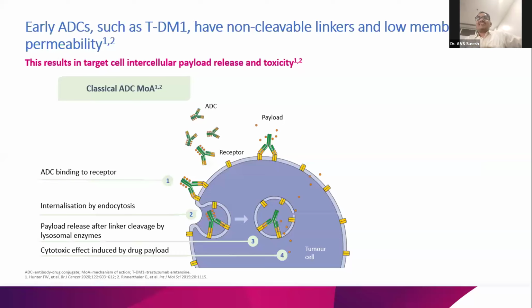So the older ones, T-DM1, it just binds, tries to get internalized slowly, and then its release mechanism is tough because the target is linked in such a way that it is not going to get released so fast.